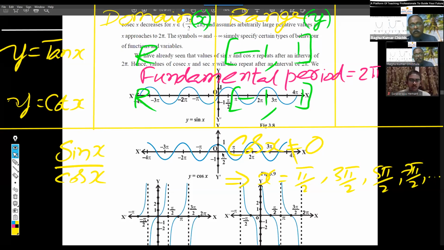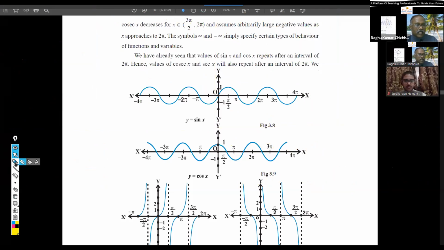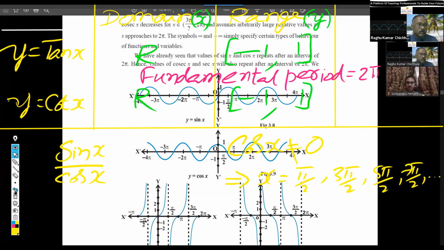Just see this. Pi by 2, it is 0. 3 pi by 2, it is 0. And 5 pi by 2, I'll erase this. Just a moment. Just check it out. This is 3 pi by 2 here, 0. And 5 pi by 2 here, 0. 7 pi by 2 here, 0. So for all odd multiples of pi by 2, the cos function becomes 0.